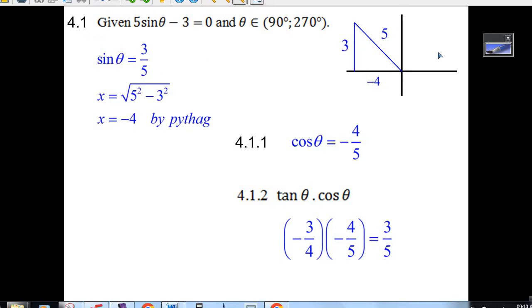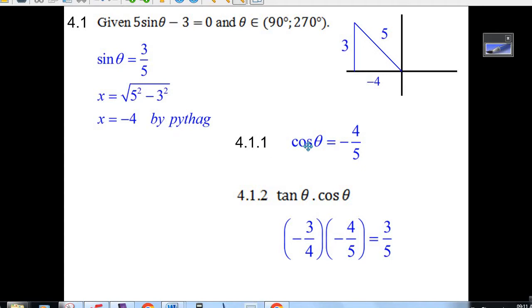That means it's positive, so it's either the first or second quadrant. We know it's got to be between 90 and 270, so it must be the second quadrant. Get the picture of where it is. Now we know that sine is opposite over hypotenuse, so it's 3 over 5 like that, both positive. But we want to figure out how big this side is, and that's why we use Pythagoras. 5 squared minus 3 squared, I know it's 4. You could just write 4, but it's minus 4 because I went to the left.